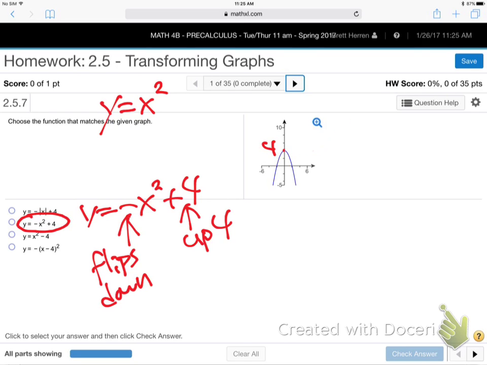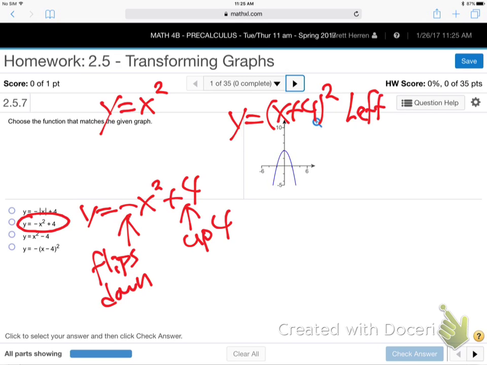Let me write something over here. So basically, if you have x plus 4 squared, and let me move it over. What would that do? What if we had x plus 4? What would that do to the U shape? That plus 4. Does anybody know?